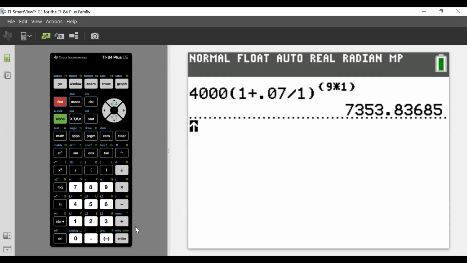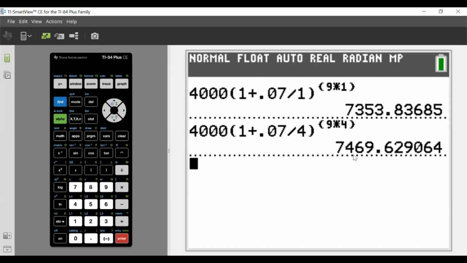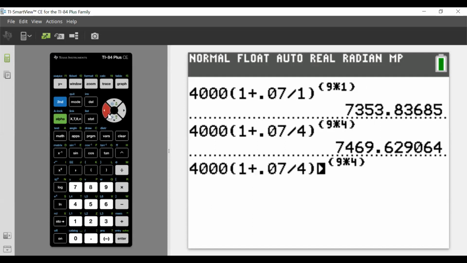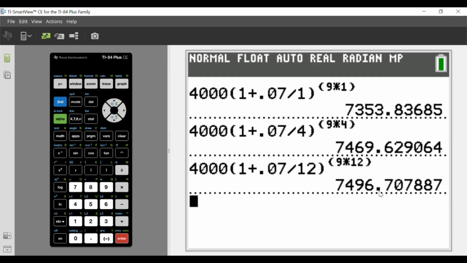And then we will go back and we'll say, okay, well now we're doing quarterly. So we have to divide by 4 here, and I have to multiply by 4 here. And so now I have that much money, 7,469.63. Okay, so I'll write that down. Okay, now I'm just going to go back in again. And now instead of 4, I'm doing monthly, which is 12. So I'm going to put a 12 there. And over here, that's going to be a 12. I have an extra parenthesis. And so that's 7,496.71, and that's going to be my value there.